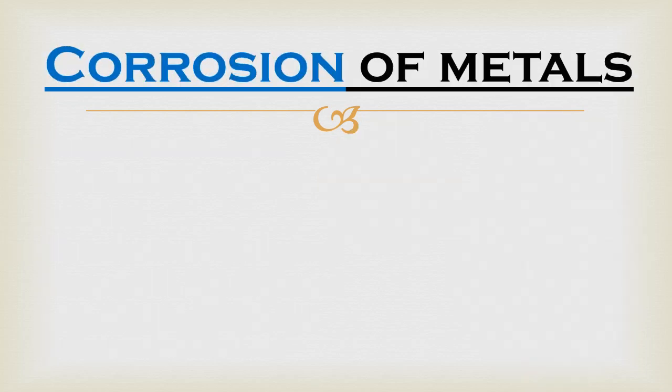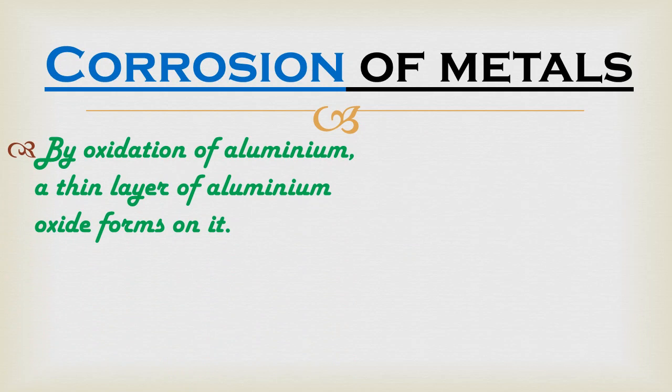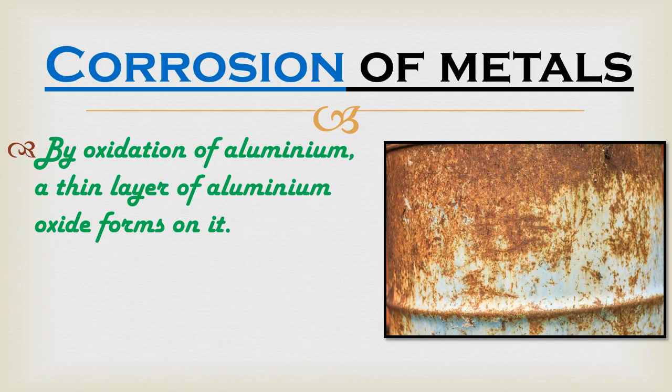Destruction of the coin. Okay, now the last example is by oxidation of aluminium. A thin layer of aluminium oxide forms on it, and this is the destruction of the aluminium. So when the aluminium oxidizes, that means aluminium reacting with oxygen, a thin layer of aluminium oxide forms, and the corrosion of the aluminium has taken place, as you can all see in the alongside diagram picture.